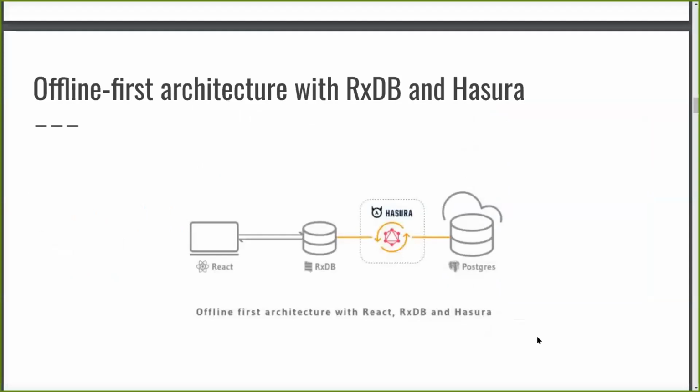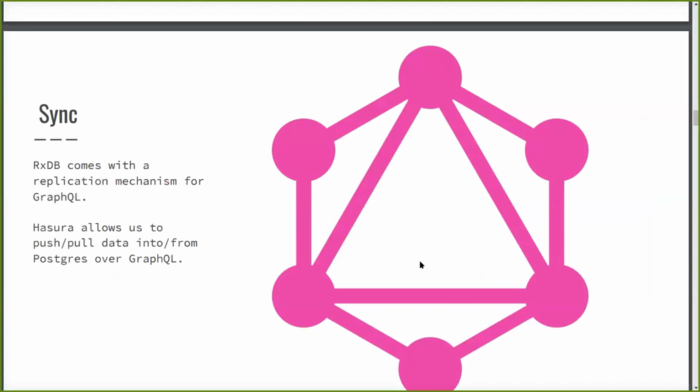Now that we have a stack set, this is how the architecture looks. There is a React application which talks to RxDB and only RxDB. And then we have Postgres in the cloud, which is the real source of truth, which is where the state really lives. And then there is a sync happening through GraphQL, which is done through Hasura because Hasura allows GraphQL over Postgres. About the sync itself, RxDB comes with an inbuilt syncing plugin for GraphQL data sources. So you just have to provide a pull query and a push query, and RxDB takes care of keeping the remote data in sync with the local data.